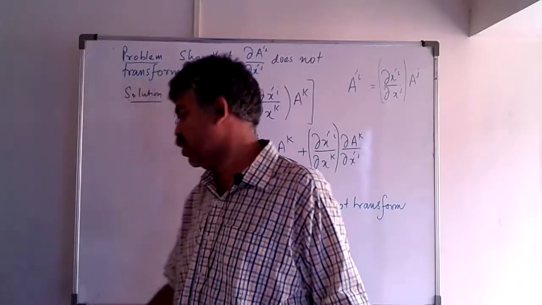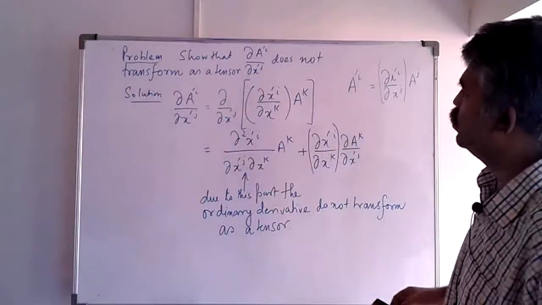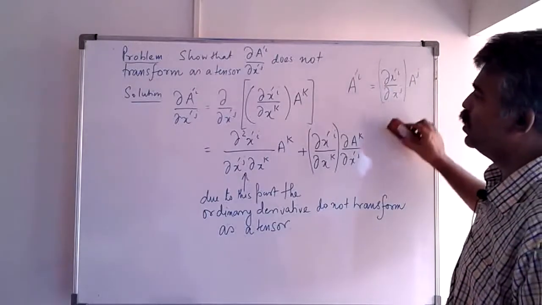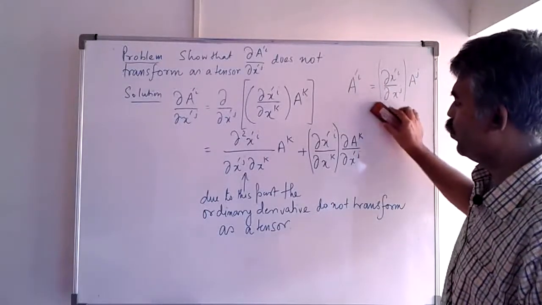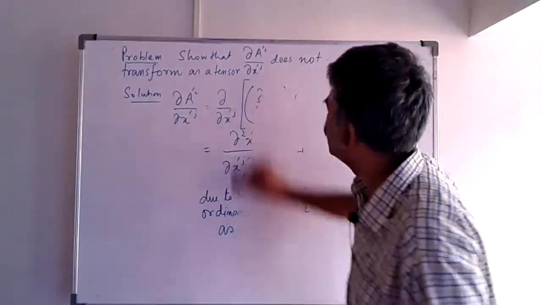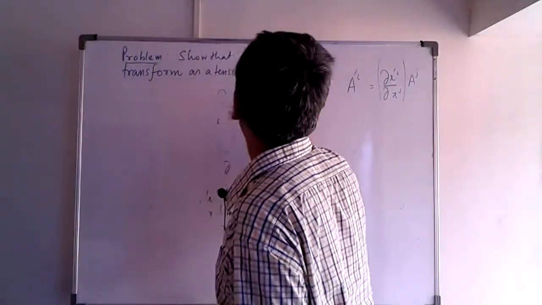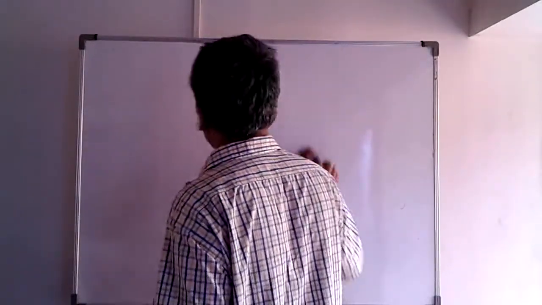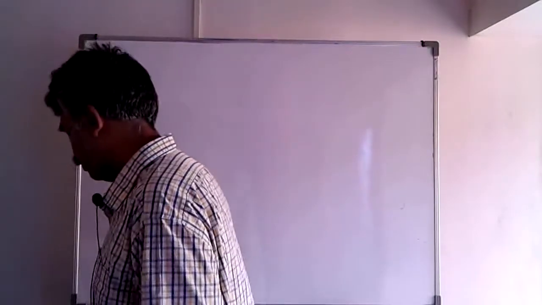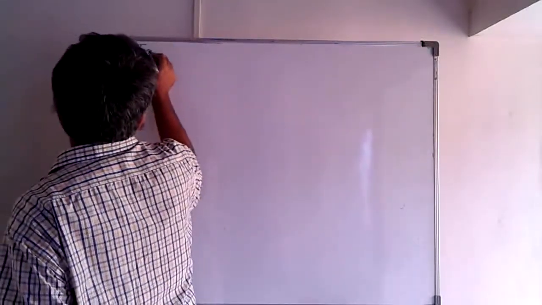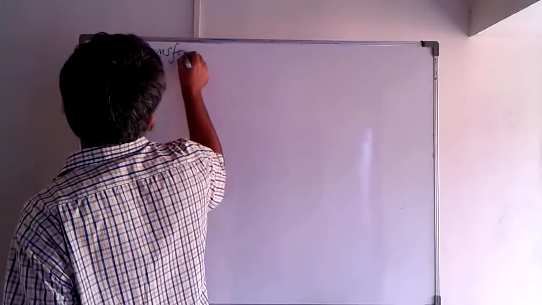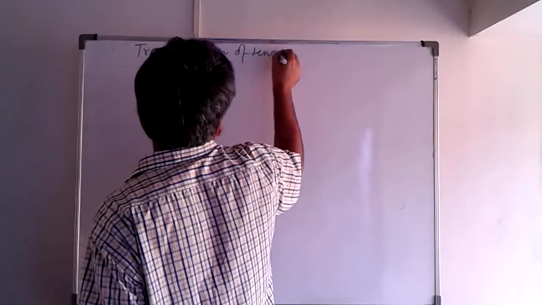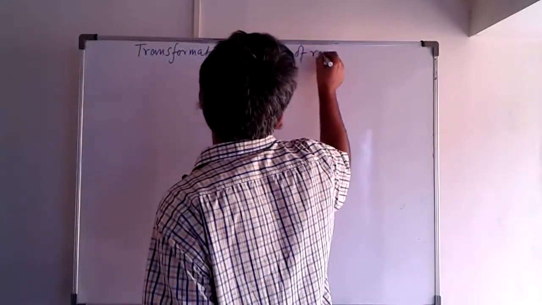So let me tell you something about the rank. These are all tensors of rank 1, that's a vector. Let me go into tensors of rank 2. So how do they transform? Transformation of a tensor of rank 2.